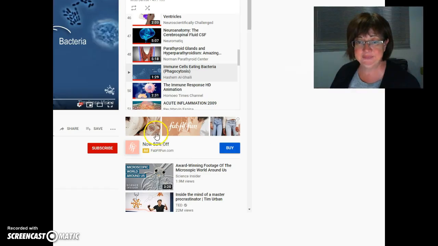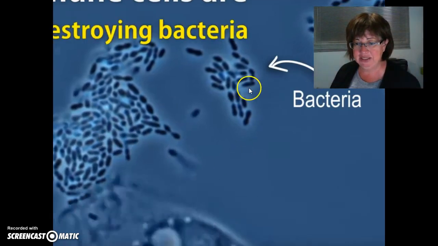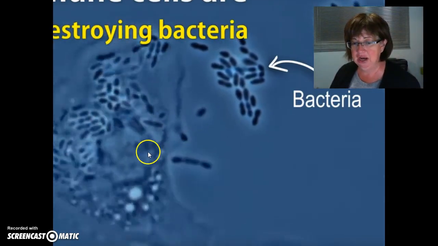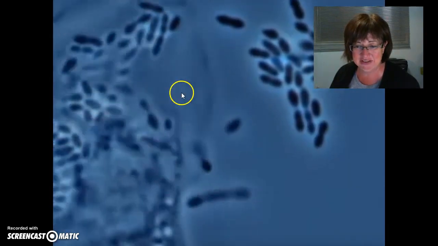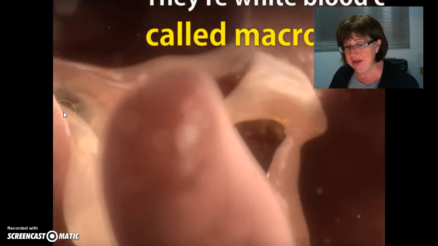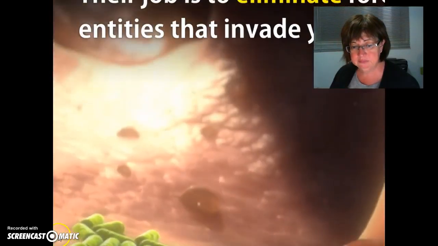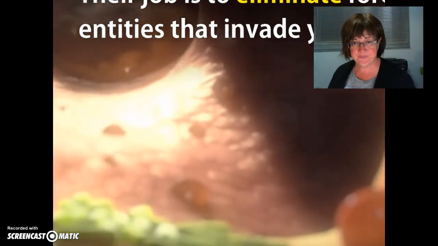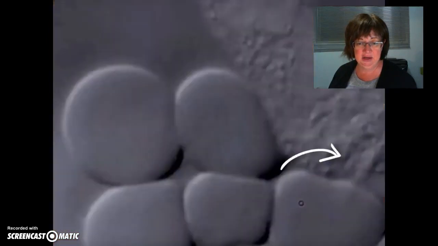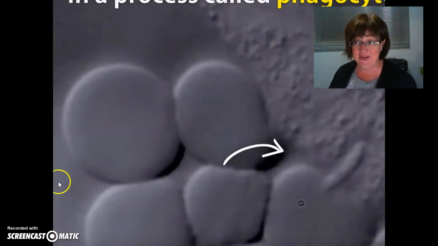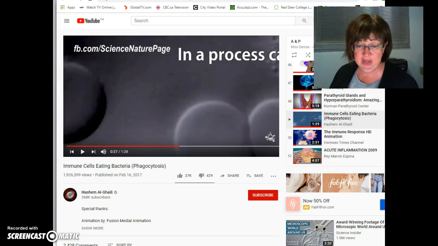So in this example, here you have your bacteria. Along comes the white blood cell, which will go around the bacteria and engulf it. Here's an animation of the same thing. And the white blood cell is engulfing the bacteria. Okay, so it's pretty straightforward, but they're large.